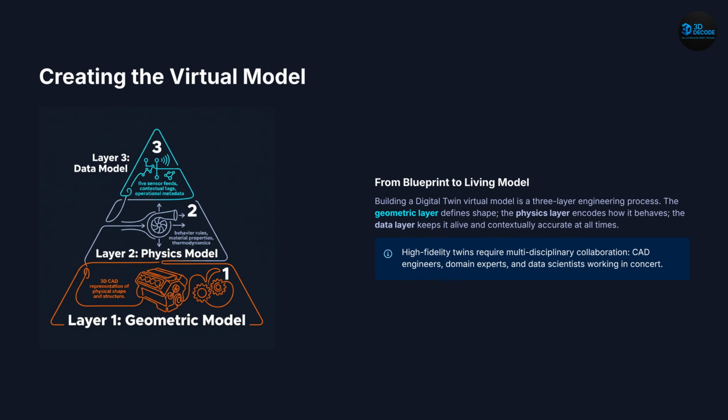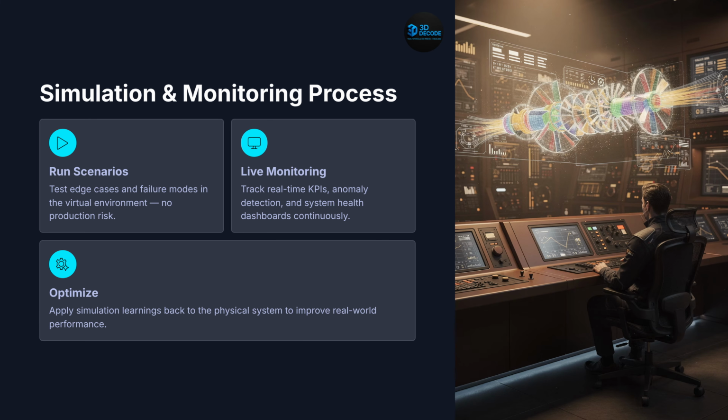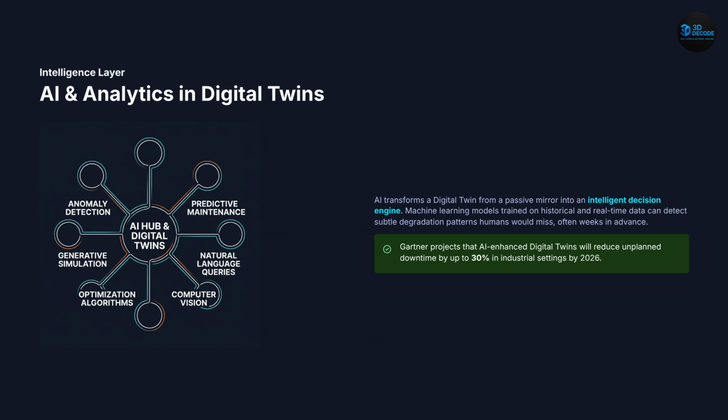Creating a digital twin involves 3 layers. The geometric layer defines shape, the physics layer defines behavior, and the live data layer keeps the model continuously synchronized with reality. Slide 9. Simulation and monitoring. Once connected, engineers can simulate failures, monitor performance, and test changes virtually before applying them in the real world.